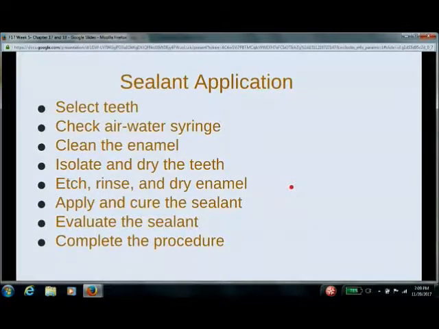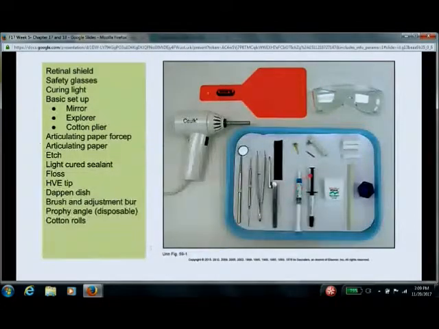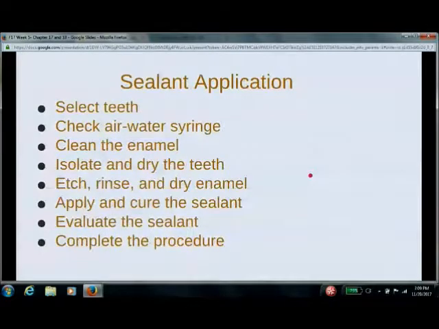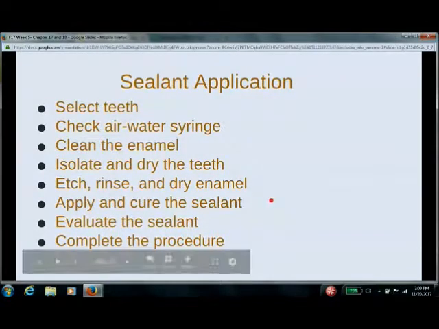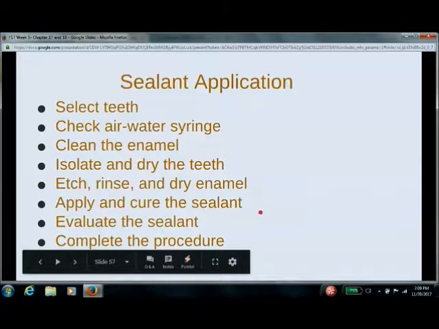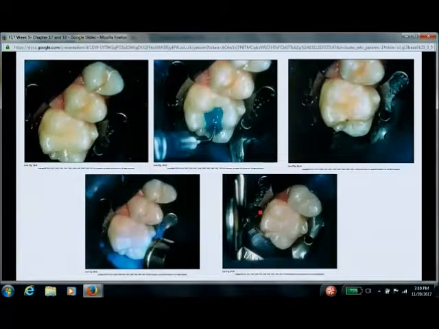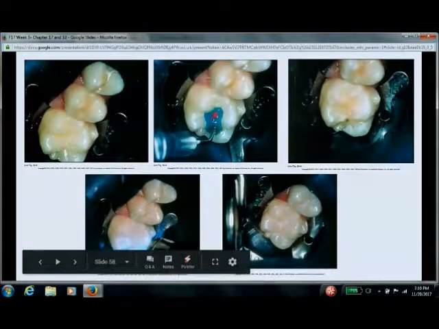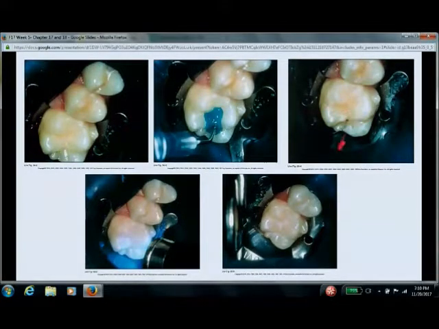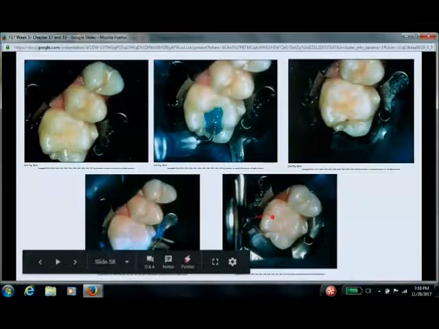Then we will isolate and dry the tooth so we can rinse it off, put a cotton roll up there or a rubber dam. Then we would apply the acid etch, which is the blue stuff here from this slide. Rinse the etch away, dry the enamel, apply the sealant, light cure it, and then check it. And there are some good pictures about this in your book, which I have reproduced here for you. So you can see this tooth is isolated, etched, and this is what an etched tooth looks like. It is frosty. See how it's like white there? And then the sealant is applied, and it's light cured.